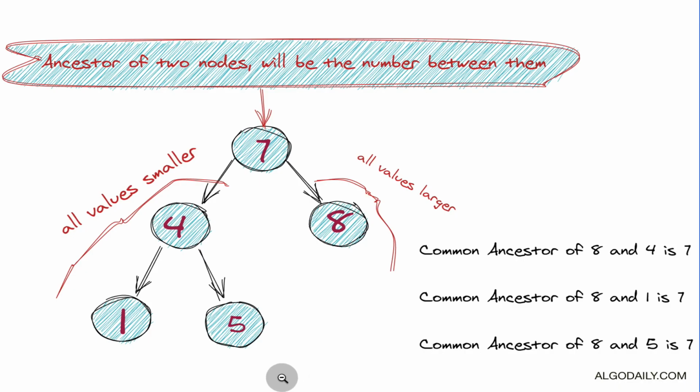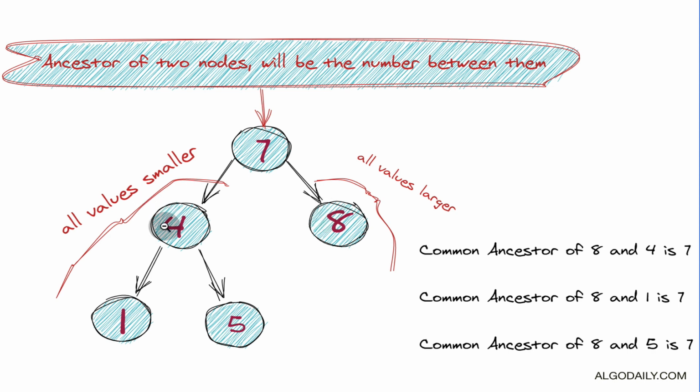Another way to solve this problem is via using the properties of a binary search tree. Suppose we wanted to find the lowest common ancestor of 4 and 8. It's clearly 7 in this case. But notice that 7 is between 4 and 8 because it follows the normal properties of a binary search tree.